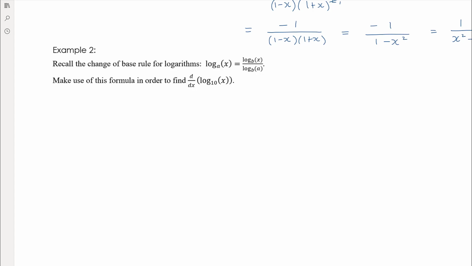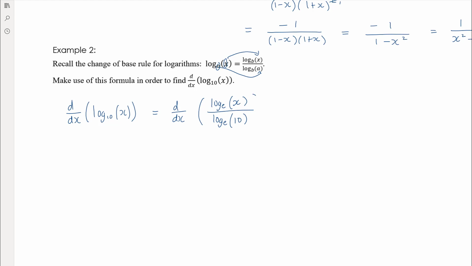So let's make use of that change of base idea in order to find the derivative of log base 10 of x. Our rule for differentiating log is only for log base e. So let's focus on changing the base first, to base e. So the derivative of log base 10 of x is going to be equal to the derivative of, now using this rule, we want to change the base to e. The thing inside the log goes onto the numerator, and the base of the log goes onto the denominator. So in this case, we're going to have log e of x on the numerator over log e of 10.